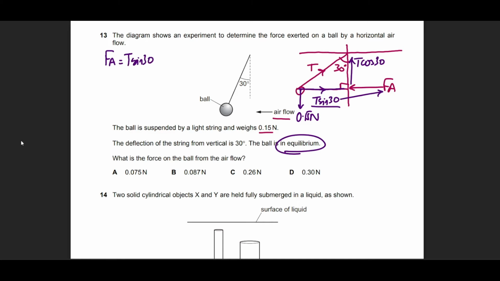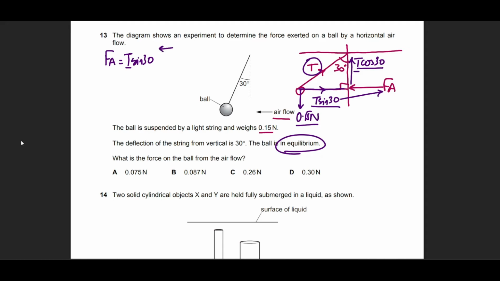But now here is the problem. The problem is I don't know the value of T because T is the tension. Now to find T, I will use this T cos 30 function against the weight of the component because only that is responsible for keeping up the weight. Once I get the value of tension, I can find out this component as well.